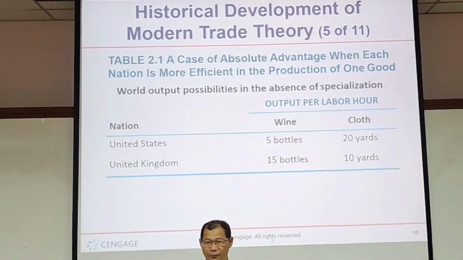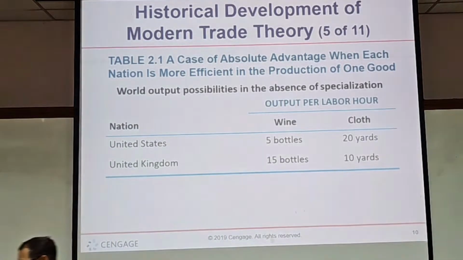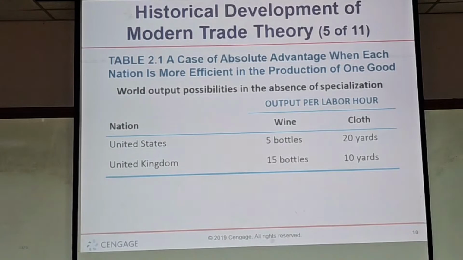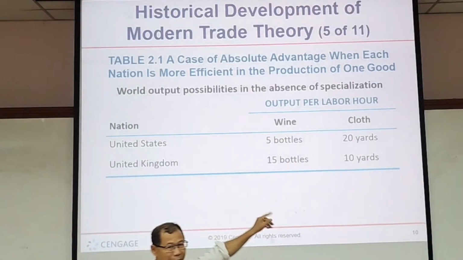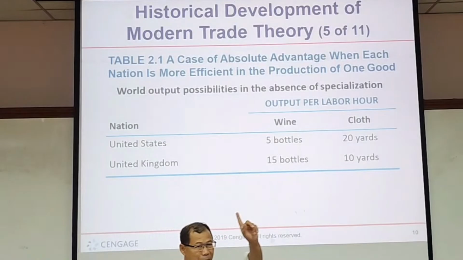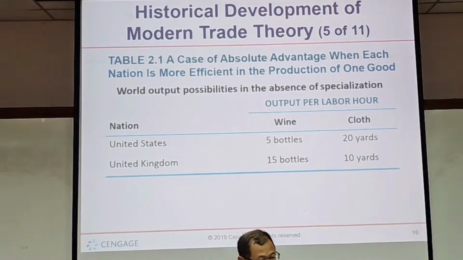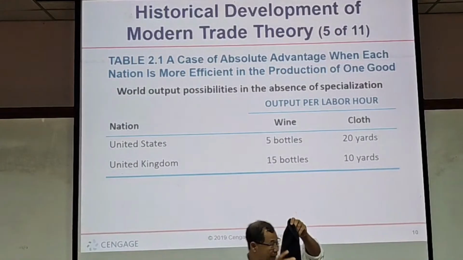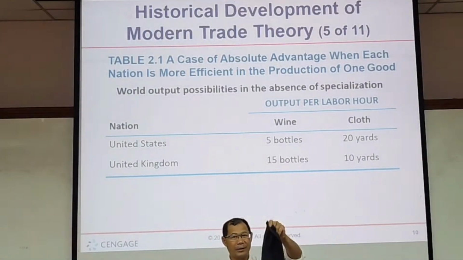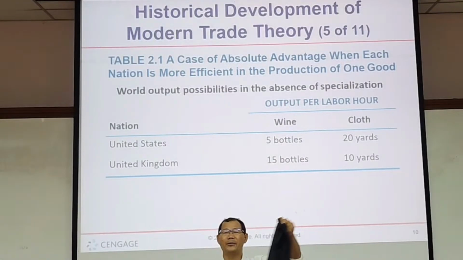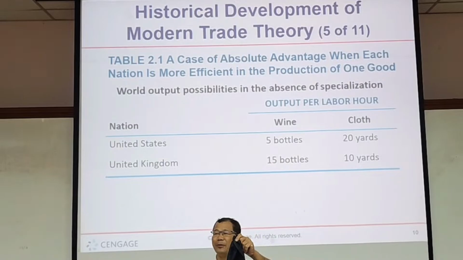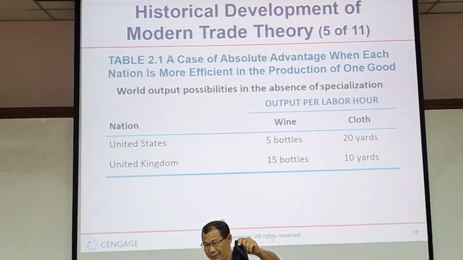Now, the opposite, okay? Take this story away. That story is not in the table. The table here is not about one product. Given one labor, one hour, how many can be produced? The country that can produce more is more efficient. Given one labor, 1 hour. Do you understand? One labor.